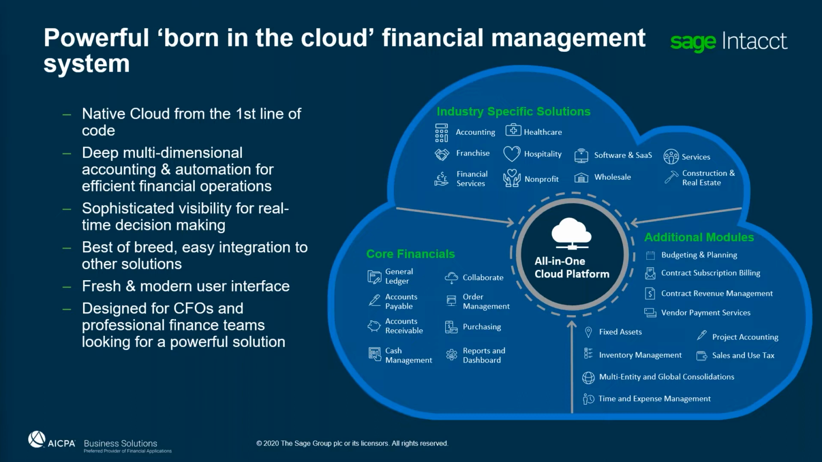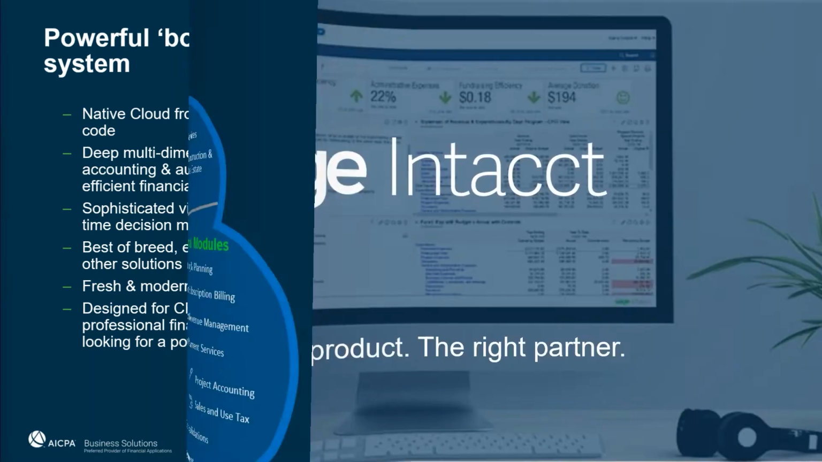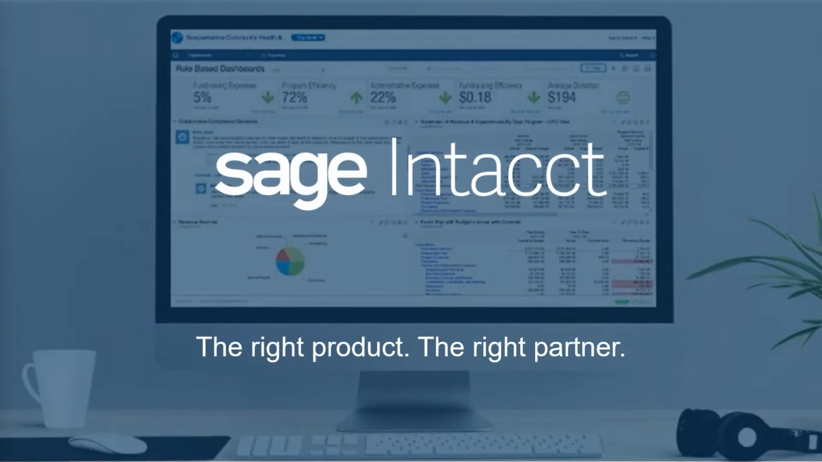There are additional modules that can be added on. So if you wanted to handle some inventory management, or if you wanted to do some additional budgeting and planning, all of that can be added onto your base core financials and your industry specific vertical. And as you know, today we're here to talk about construction and real estate. So with that, I'm going to get us into the software.